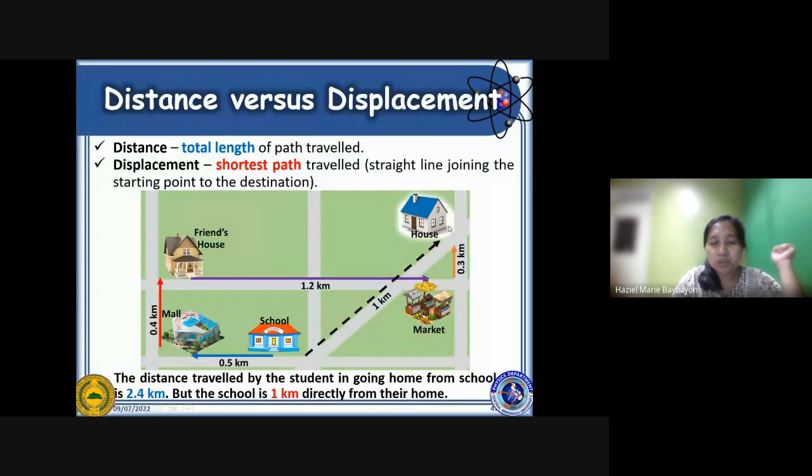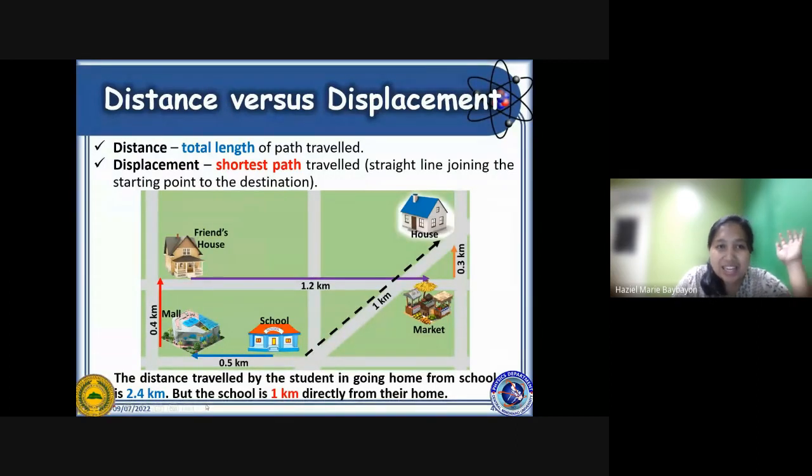Okay. Now, let us get the distance and the displacement. The distance, class, is the total length of path traveled. Meaning to say, we just add up all of the walking. So we have 0.5 kilometers plus 0.4 kilometers plus 1.2 kilometers plus 0.3 kilometers. And you will get the total length traveled by the student. So that is the distance. The distance traveled by the student going home from school is 2.4 kilometers. You can check it with your calculator and you will get 2.4 kilometers.